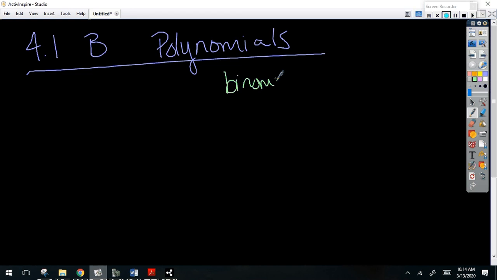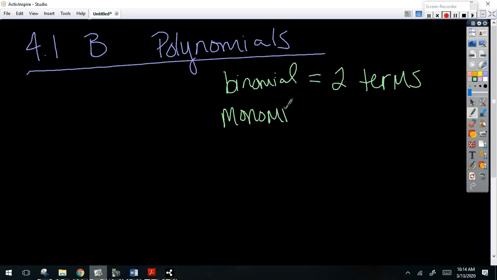We said a binomial is two terms. What's a term? Like x plus something, or 2x. So it could have a variable, a constant, a leading coefficient, or an exponent. That's all terms. A monomial is one term. An example of a binomial might be x squared plus 3, and a monomial might be 2x, and that's it. What's another type of nomial?